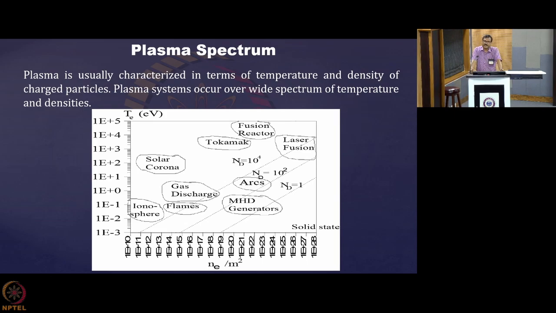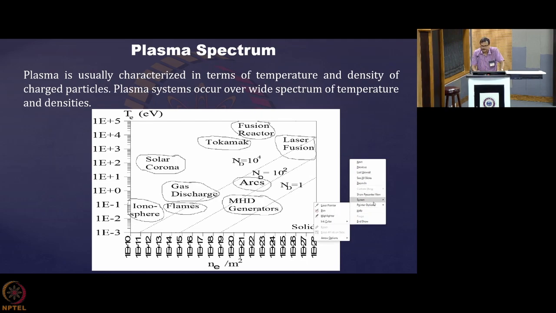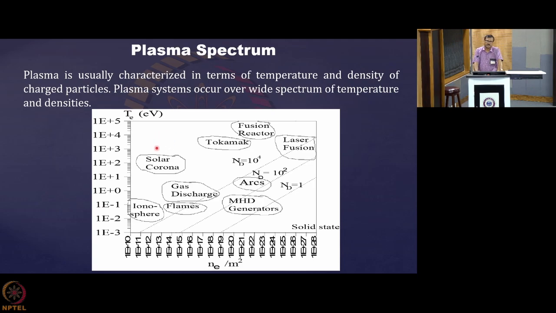Now, plasma is usually characterized in terms of temperature and density. Depending on that, most of the plasma in the universe and in man-made systems can be categorized like this, as shown in this graph. Here you can see the solar corona, the ionosphere, gas discharges, arcs, and laser fusion and fusion reactors.